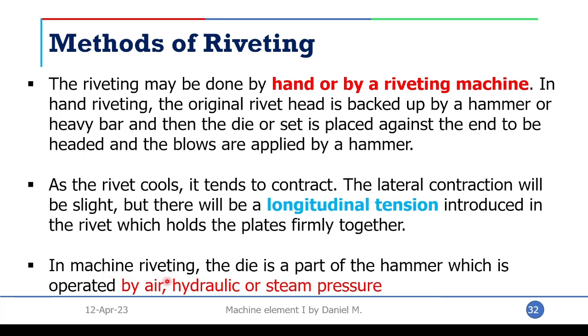In machine riveting, the die is part of the hammer, which is operated by air, hydraulic or steam pressure. So in the case of machine riveting, there's no separate die. It's a part of the hammer itself. And it's operated by air or hydraulic or steam pressure. In different cases, it differs.